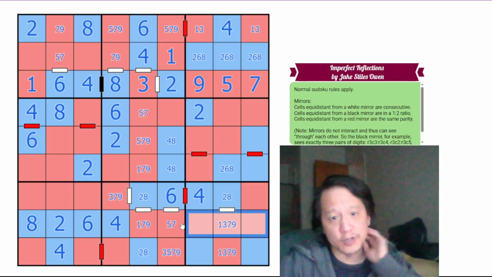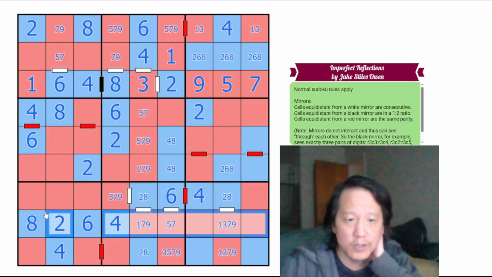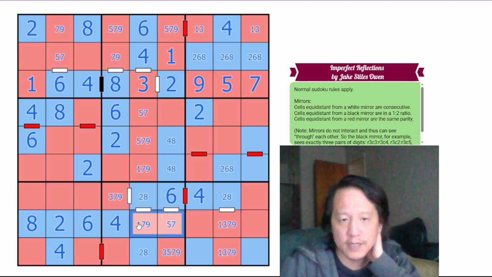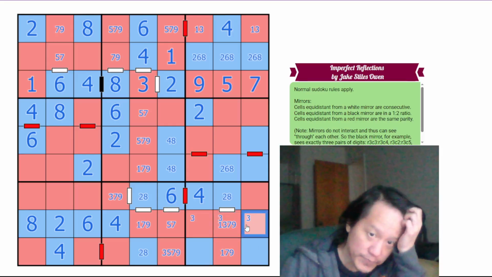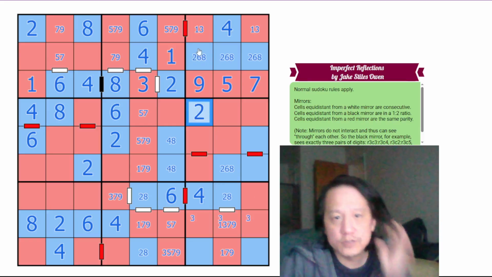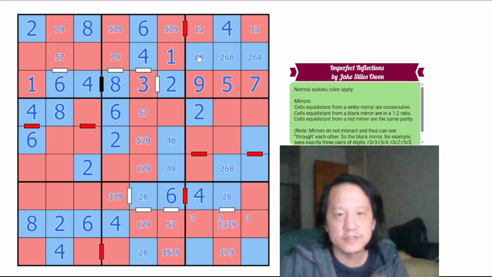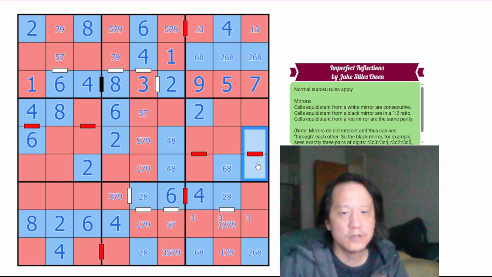Where is 3 in row 8? It cannot be here, this because of 3 in the column. This because it's not consecutive with 6. So 3 has to be one of these 3, which means this cannot be 3. Okay, 2 eliminates 2 here. This is 6 or 8. This is 6 or 8. And this must be 2, 6, or 8. 2 cannot be here. This is 4, 6, and 8. This can't be 6 because of the 6 in the row.